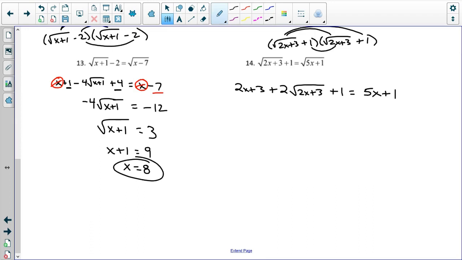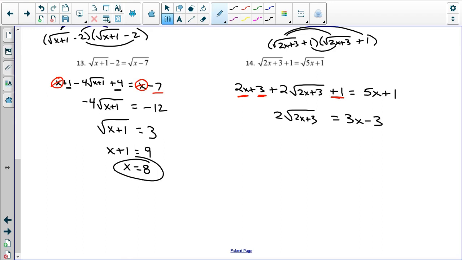Now I want to get everything on one side. So I have 2 root 2x plus 3. Sorry, not everything on one side. Everything that isn't the square root on one side. So I'm going to subtract 2x over to the other side, and that will equal 5x minus 2x, which is 3x. I'm also going to subtract 4 to the other side. So 1 minus 4 is 3.